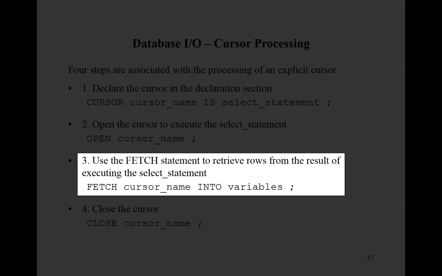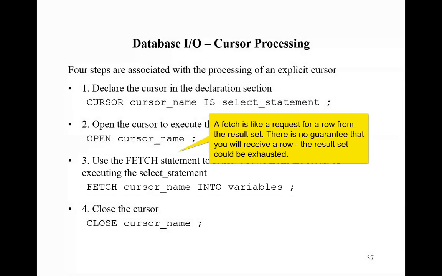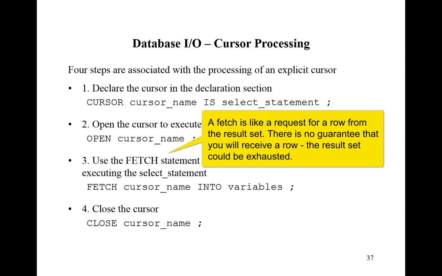Now, steps 1 and 2 will be executed once for the cursor, but step 3 will be executed possibly many times. What happens is when we issue a fetch, we can think of this as a request for a row from the result set. And when you request something, your request is either granted and you're given a row, or your request is effectively rejected and it says, well, I don't have a row to give you.